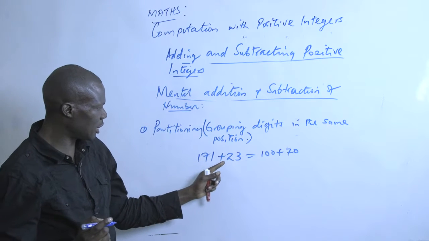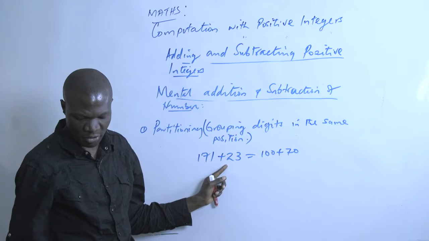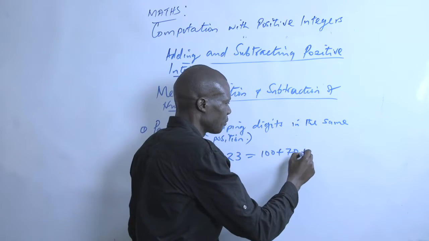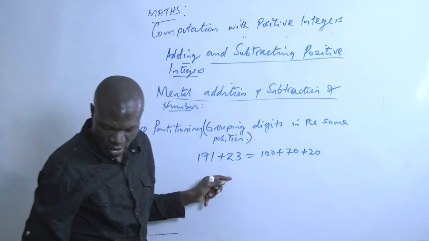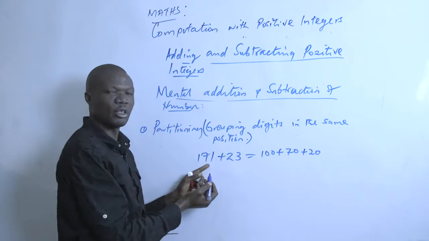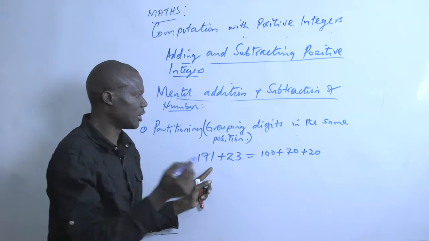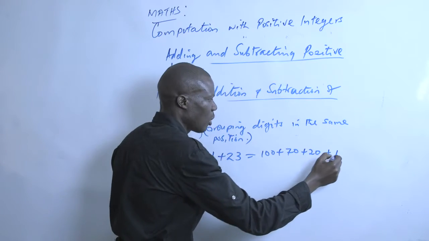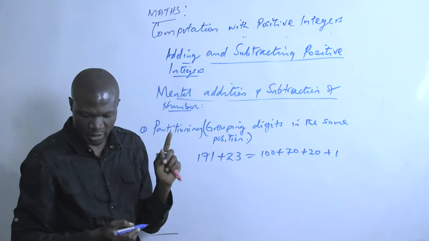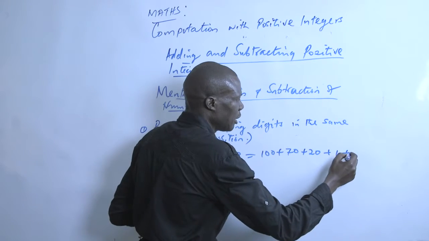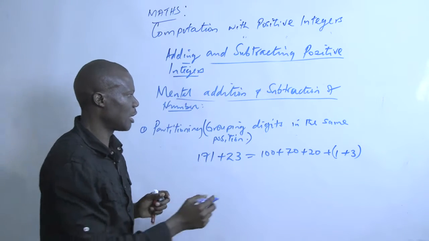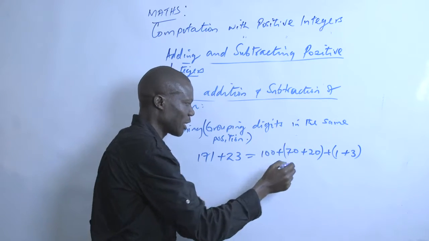And then you'll notice that the group that we have here is 20. Then you'll notice that when we took 100 and then 70, we left out 1. So there is a 1. And when we took 20, we left out a 3. So there is a 3. So I want to put this one in bracket, and I also put this one in bracket.